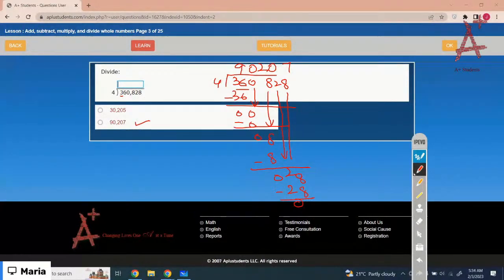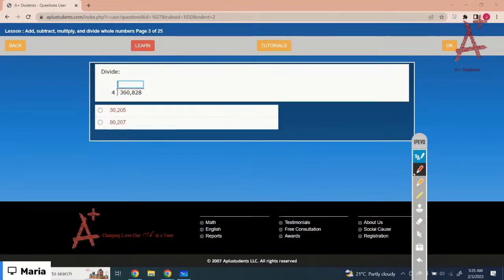Is there any confusion with division? Okay, so the correct option is the second one. Just select the correct option and click on the OK button.